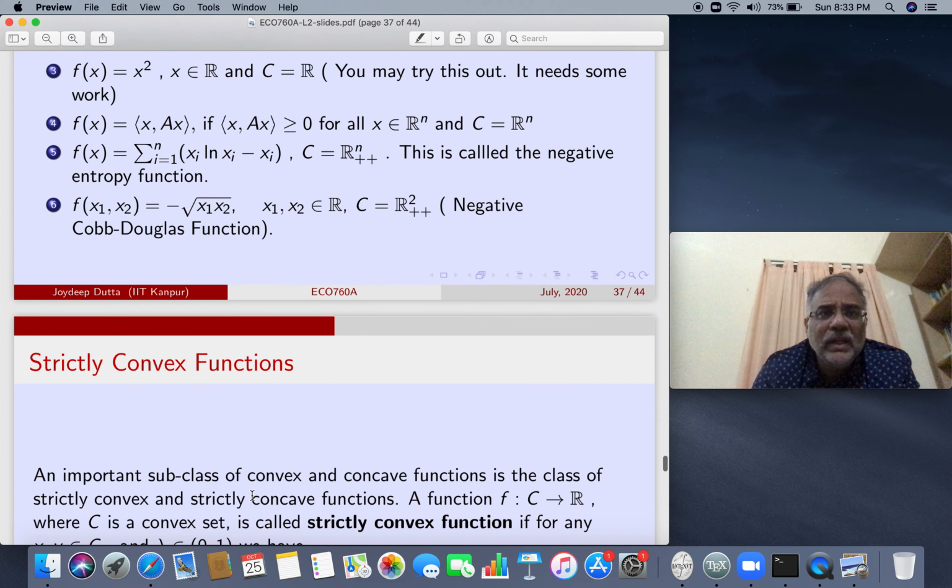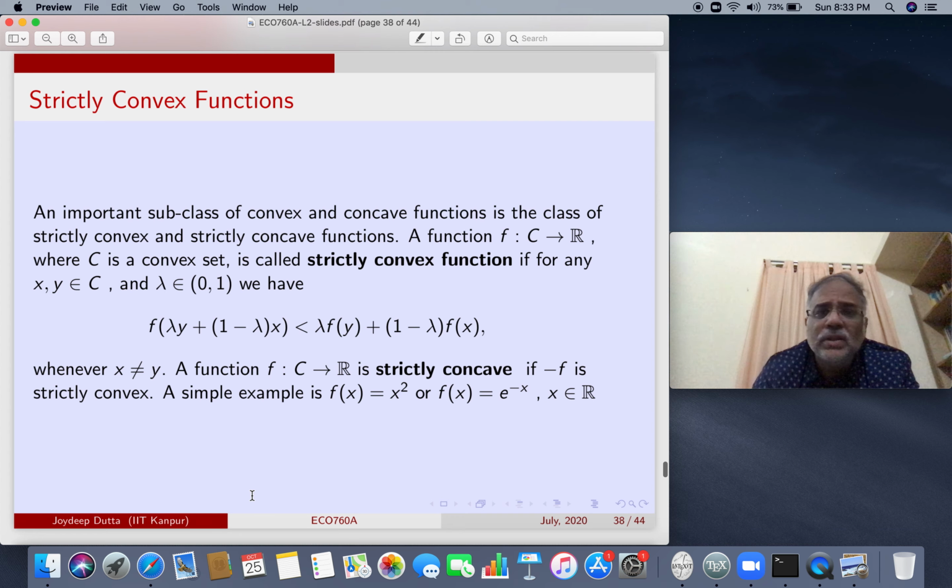So let us look into another very important class of functions called strictly convex functions. Strictly convex functions are very important because if they have a minimizer, the minimizer is unique. A strictly convex function satisfies all the definitions of a convex function. It is just the same as a convex function, but there is one restriction. The inequality here is strict whenever y is not equal to x. For a convex function, it is less than or equal to. It doesn't matter whether y is equal to x or not. But here, whenever y is not equal to x, the inequality has to be strict.